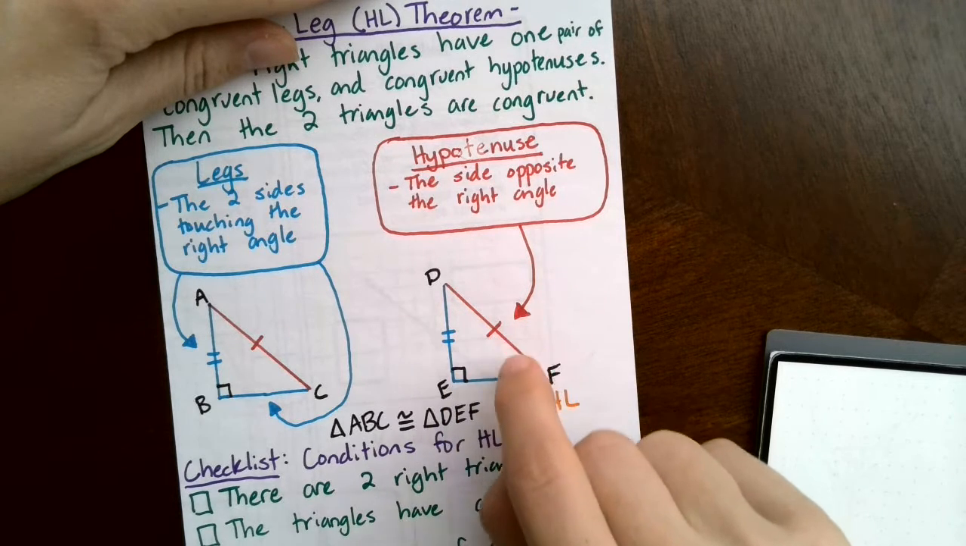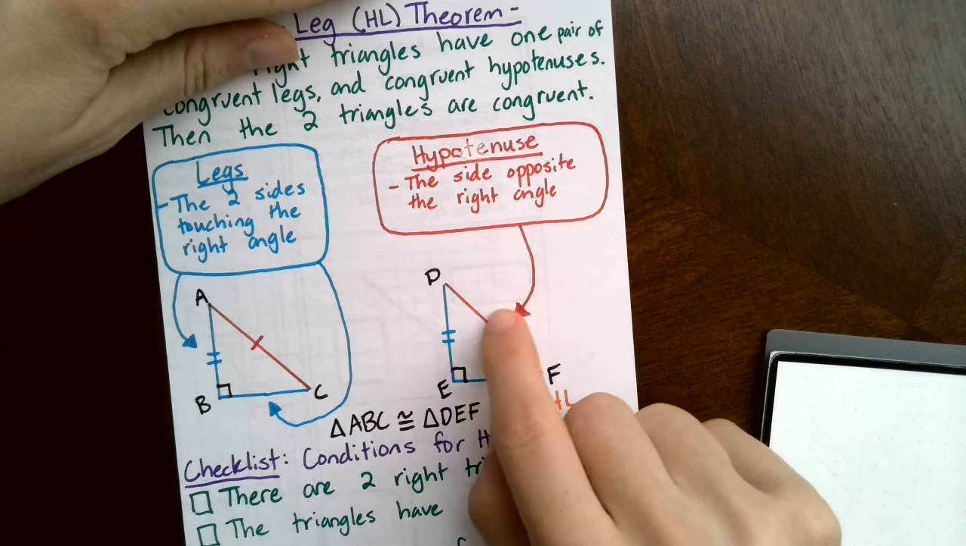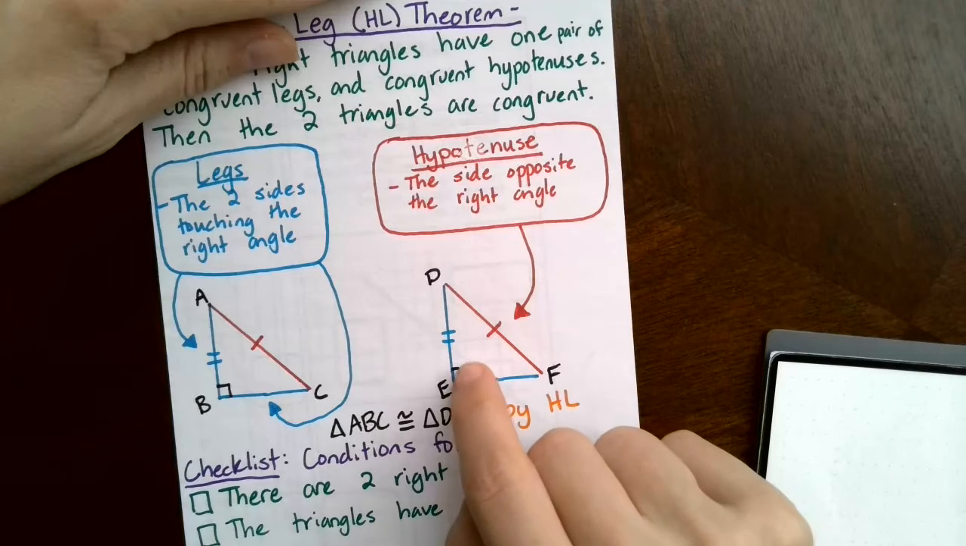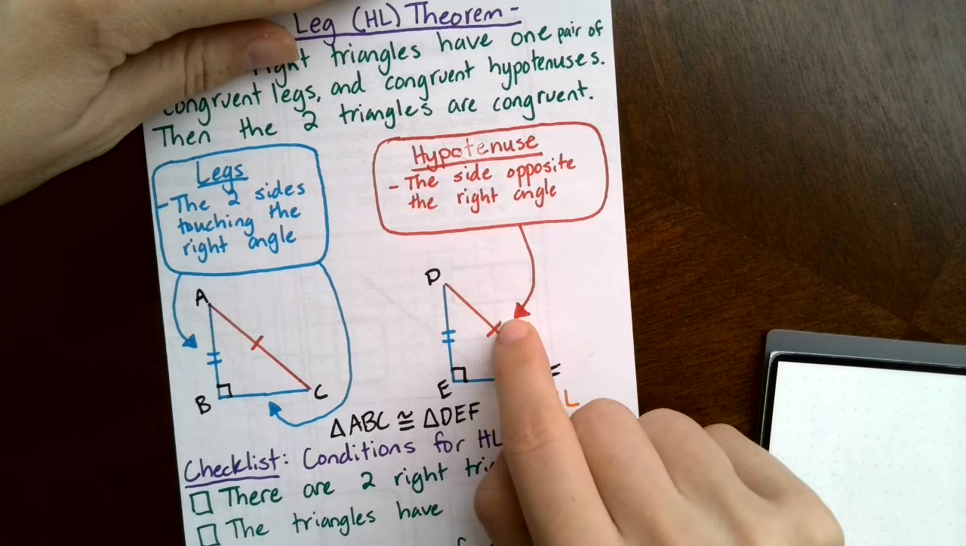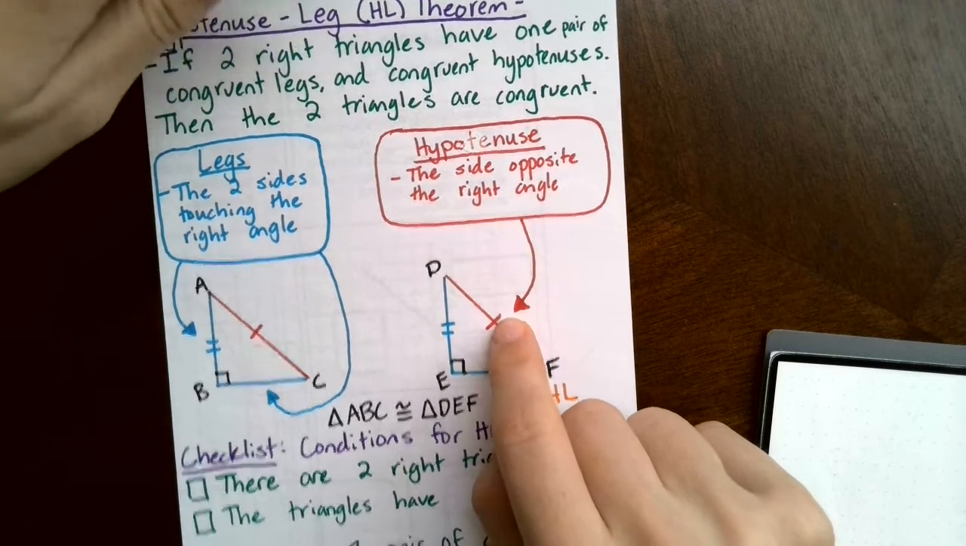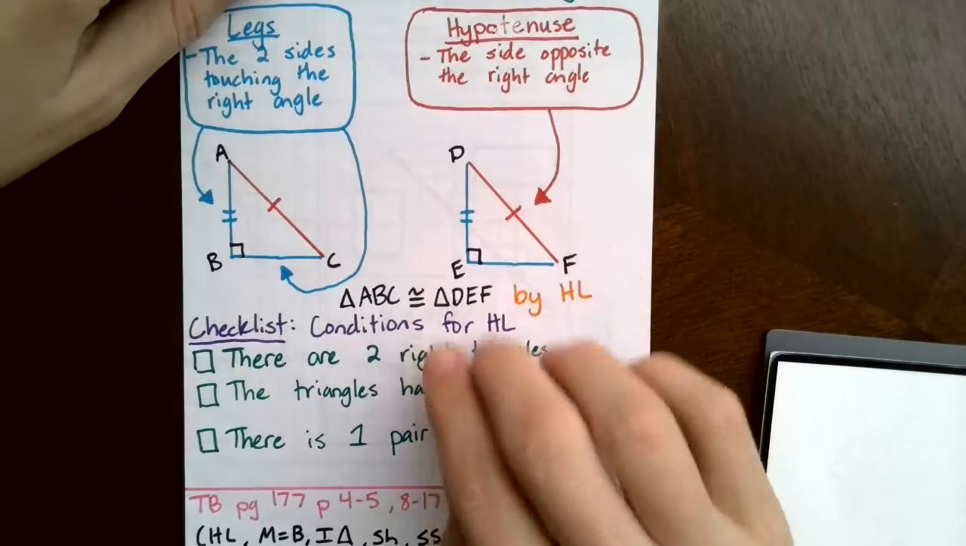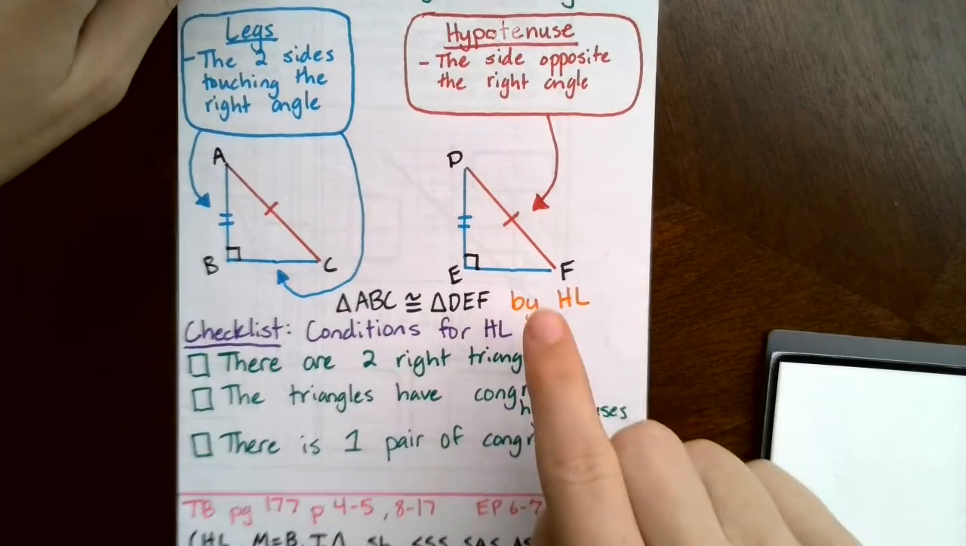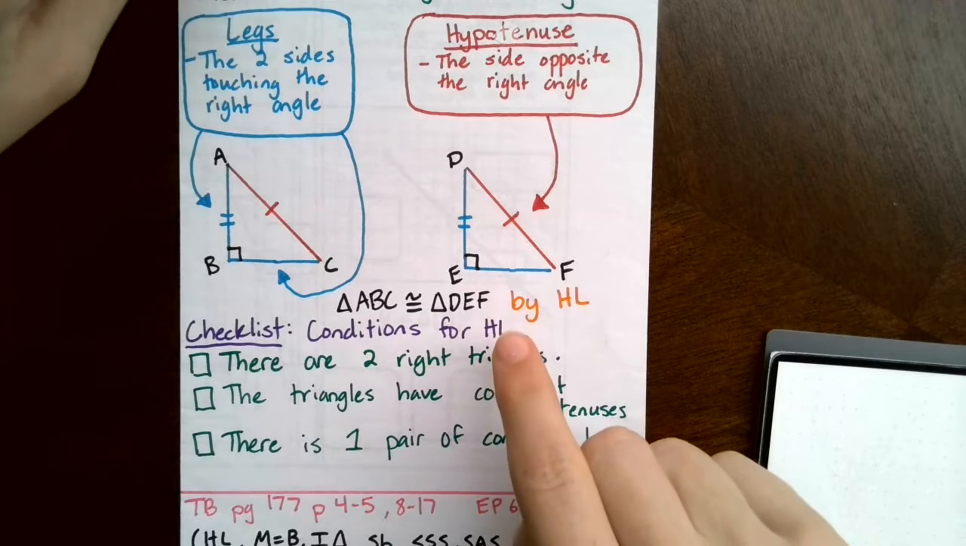So when I ask you in class, where's the hypotenuse at? Well, it's across from the right angle. So please keep that in mind. It's right there. So I made a checklist that way you guys can always be sure you're using HL appropriately.